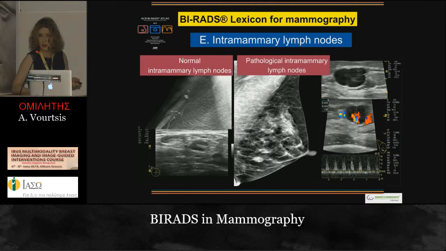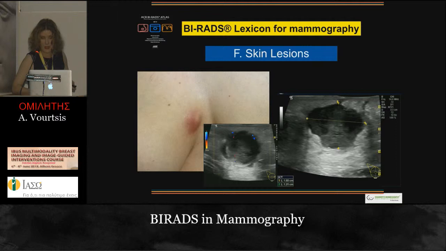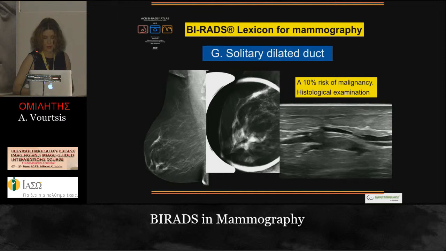Intramammary lymph nodes, you're all very familiar. They're usually less than 1 centimeter in size. You can recognize the fatty hilum. Whenever you have enlarged intramammary lymph nodes larger than 1 centimeter, and it represents an ultrasound hypoechoic mass that is round with increased vascularity, further evaluation is needed. Skin lesions should always be localized by your techs, so we are not confused that they are real findings within the breast.